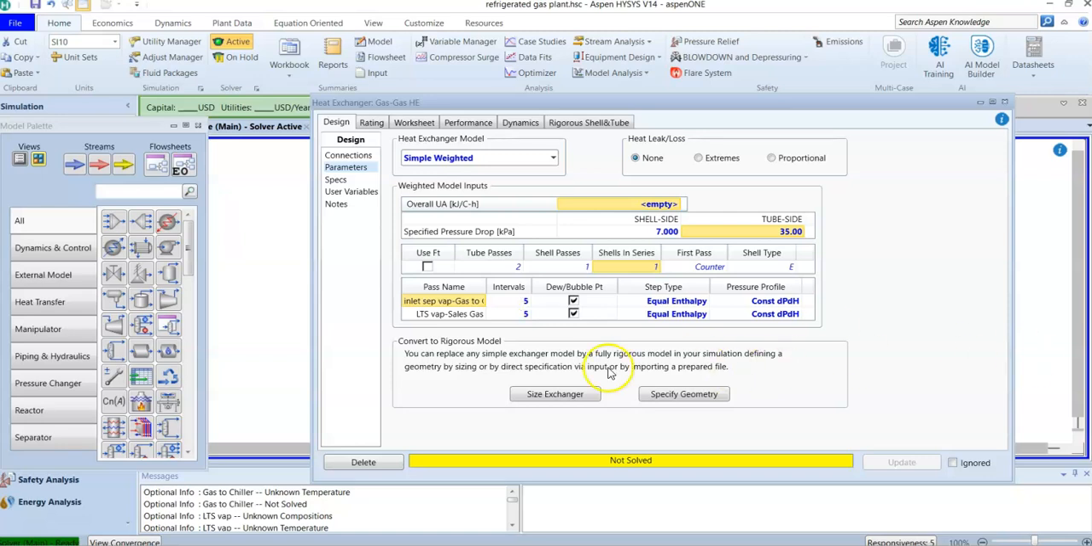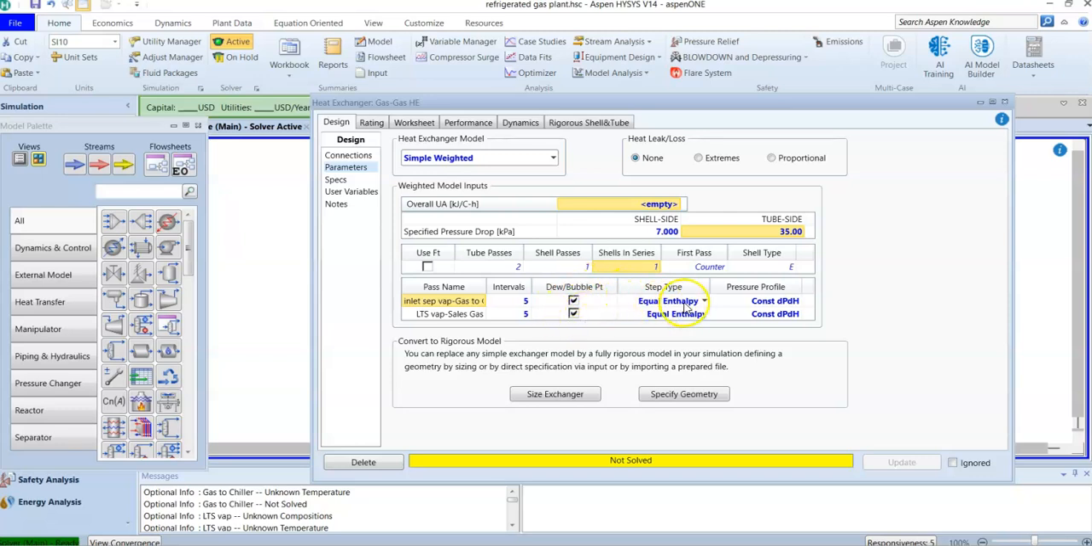Okay. Also, we have here the step type. Here we have selected the dew point and the bubble point. This one is selected. If we select this, we mean that in the heat curve, we are going to take the dew point and the bubble point into consideration. Okay, so if we are moving from a liquid to a vapor or from a vapor into a liquid in the heat exchanger, we need to take this information into consideration.